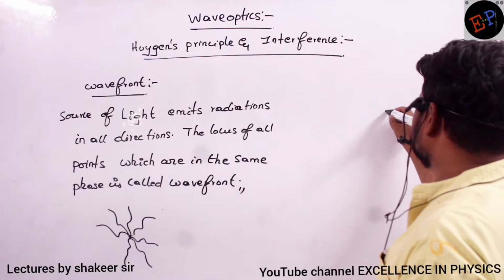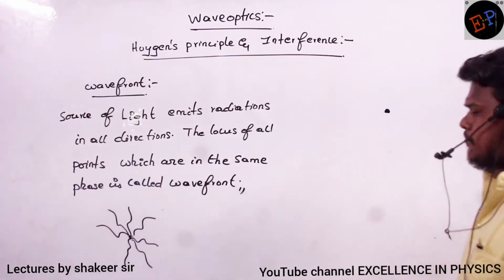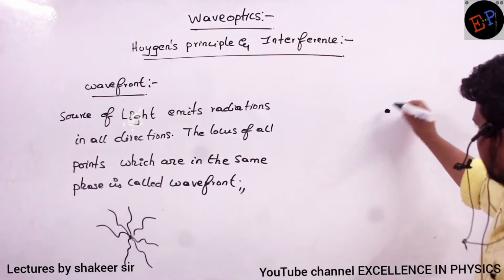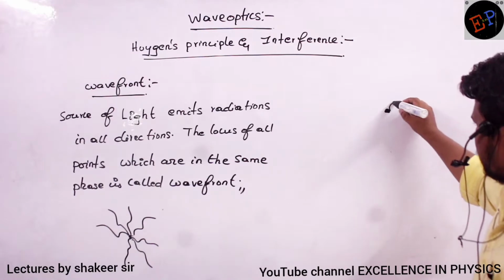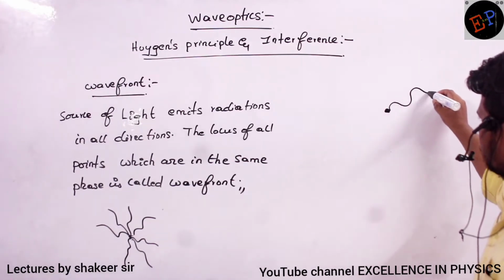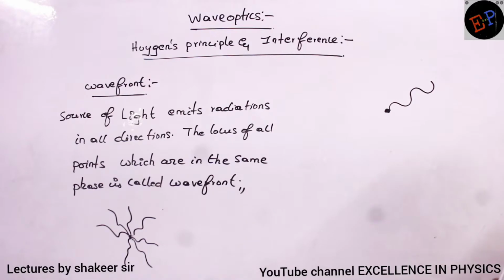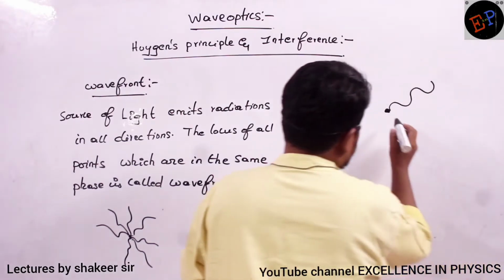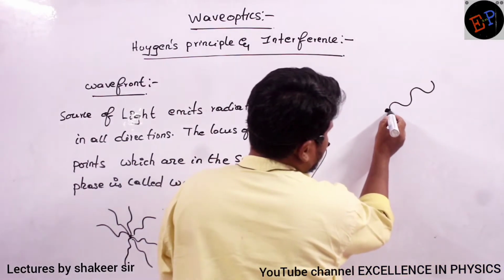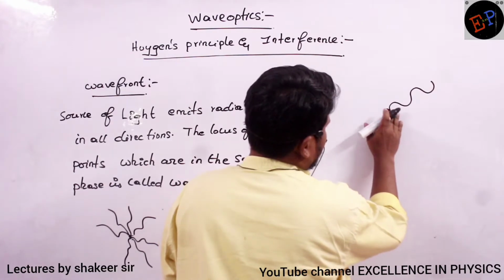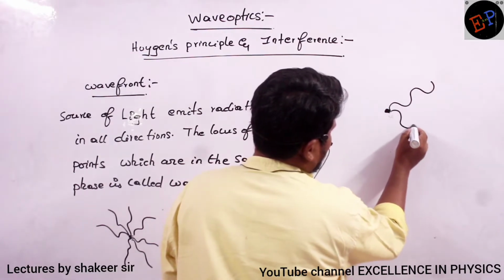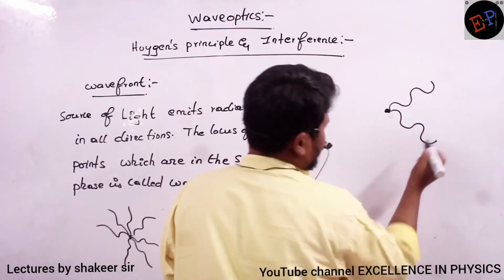Consider this is a source of light. So this source of light, let us suppose it is giving 2 waves. Similarly in this direction also, let us suppose 2 waves. Clear?